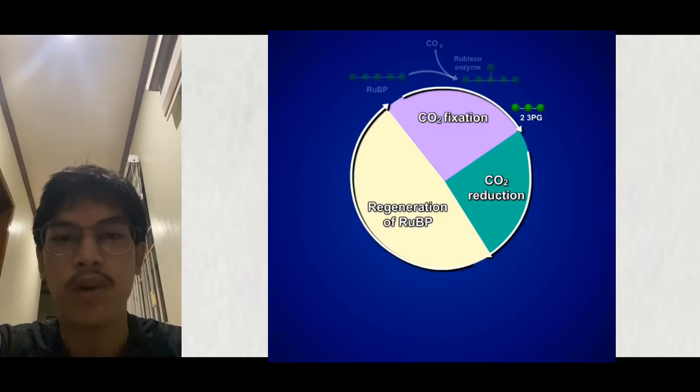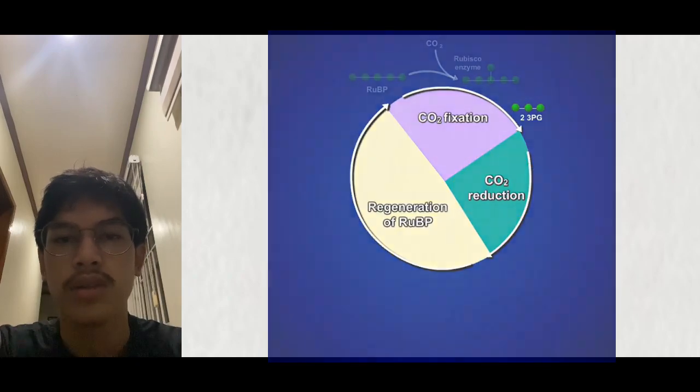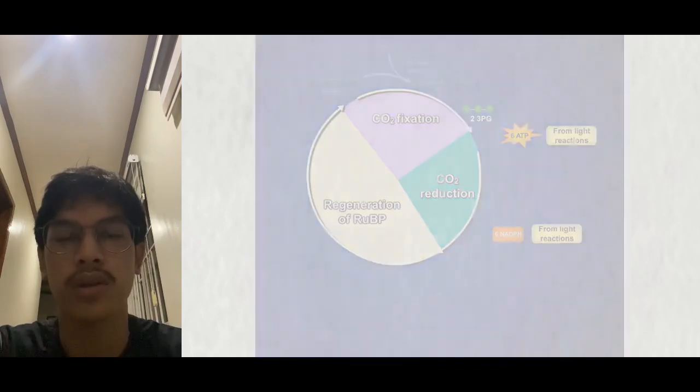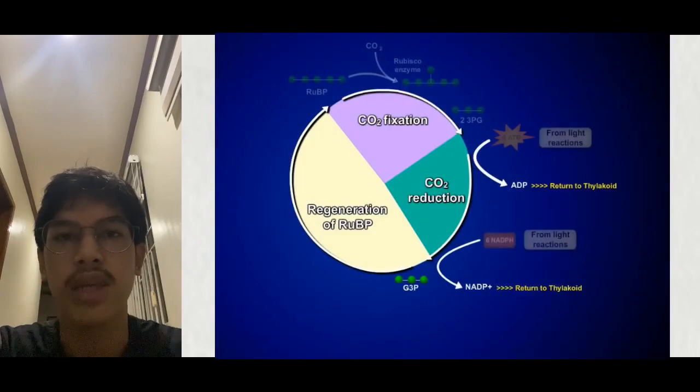Next, the process of converting the CO2 to carbohydrate begins. This phase is called the carbon dioxide reduction phase because we're adding electrons and energy to the CO2 molecule. During this phase, the sequence of reactions uses NADPH and some of the ATP from the light reactions. These molecules supply the needed electrons and energy for CO2 reduction. Electrons are added from NADPH, and through a series of reactions, 3PG is reduced to form G3P, a carbohydrate. ADP and NADP+ return to the thylakoids to be converted back to ATP and NADPH by the light reactions.